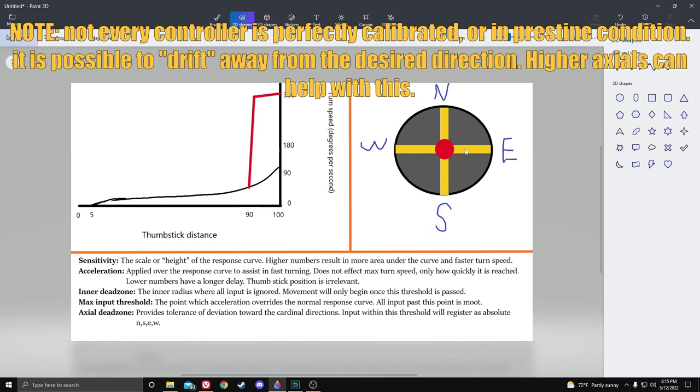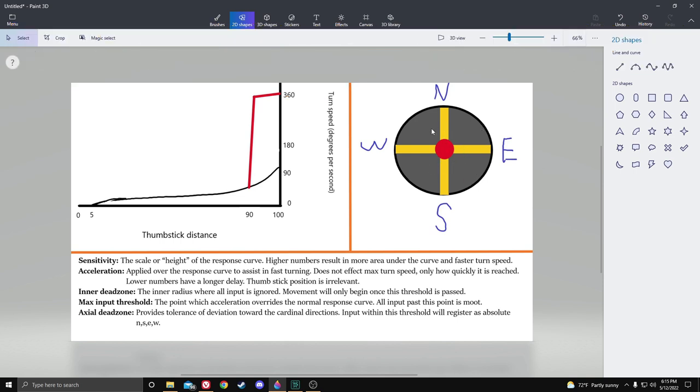Now, higher values expand the width of these dead zones. And voila, that is every single setting that Halo Infinite gives you access to, though it should be noted that naturally, sensitivity and acceleration are exclusive to the look stick.